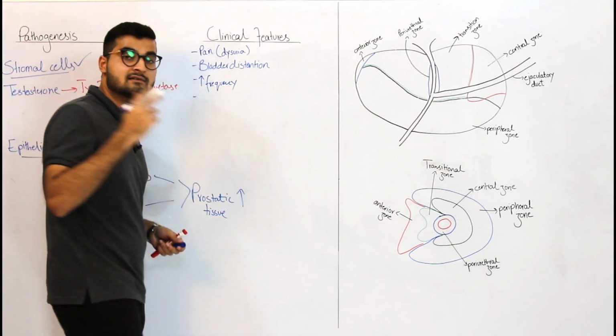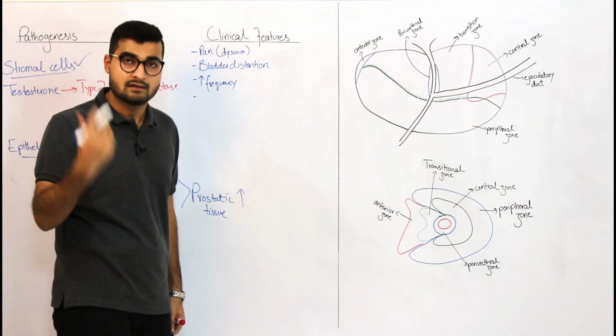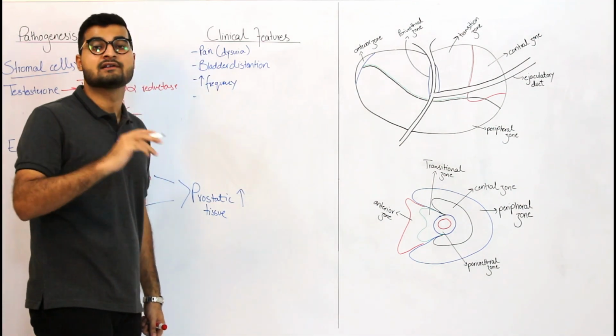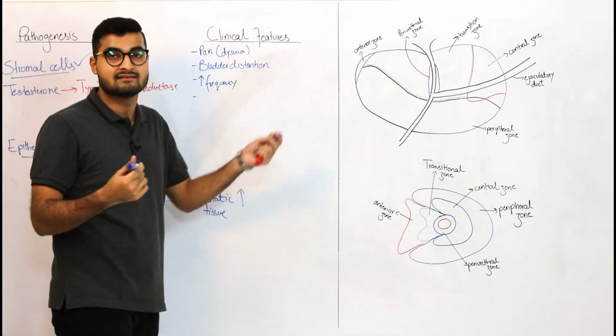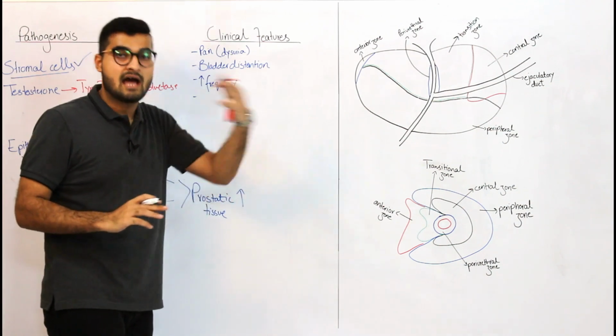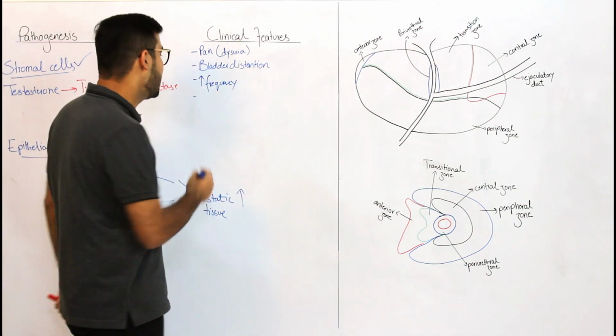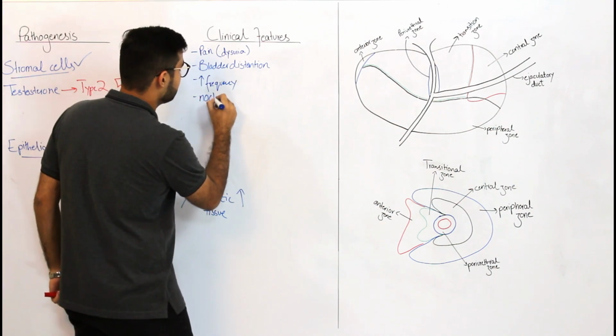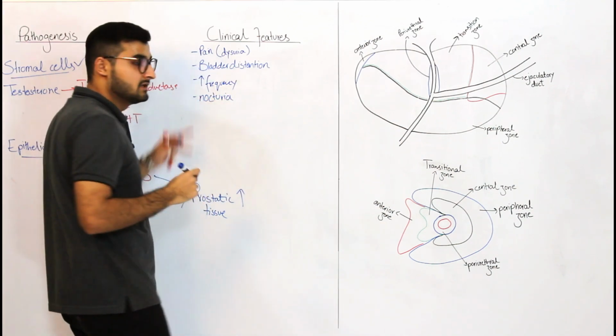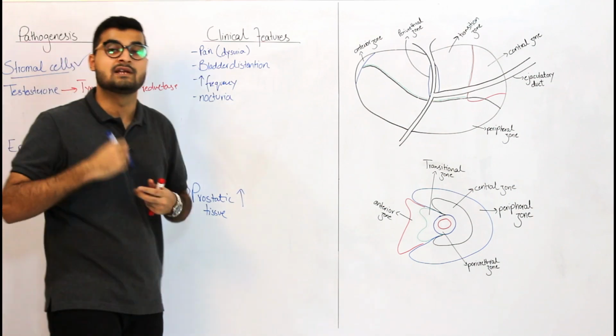Apart from that, these patients will have to wake up at night 2 to 3 times because they might have to micturate. Like I said, they can't empty their bladder fully, so they have to wake up multiple times to do that. So they will have nocturia. They will have to wake up in the middle of the night to empty their bladder because they would feel like they have to go.